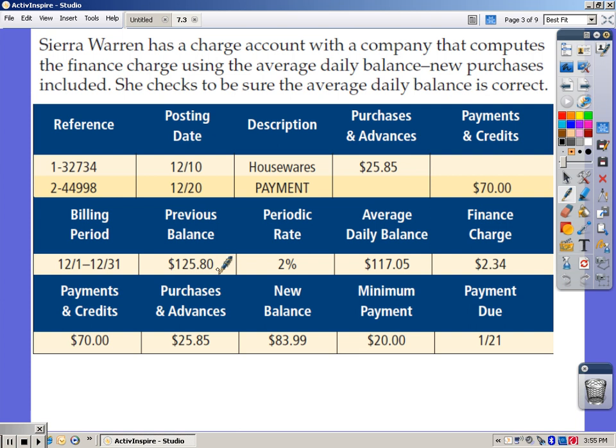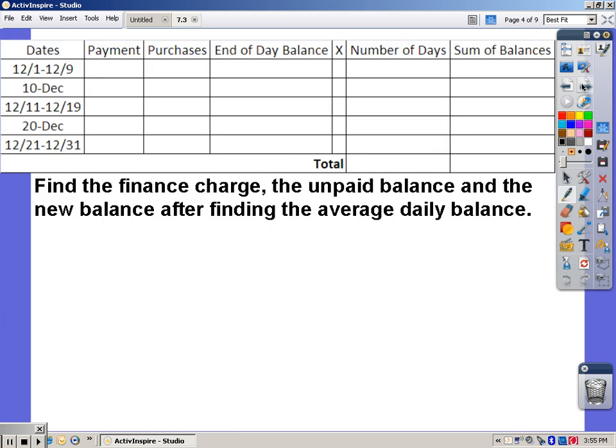Previous balance is $125.80. It shows our interest rate at 2%. The average daily balance the bank came up with was $117.05. Finance charge was $234. Okay, we need to check to make sure that the bank came up with the right information. All right, I'm going to give you a moment to write the table down. Okay, if you need more time, just push pause.